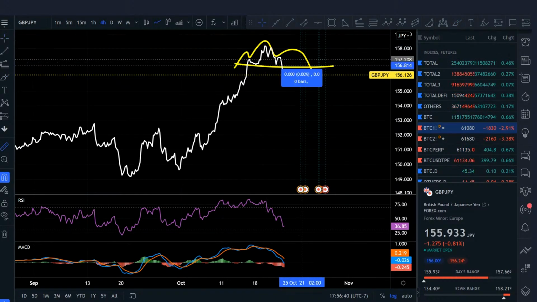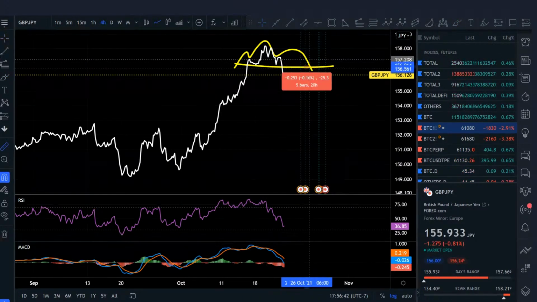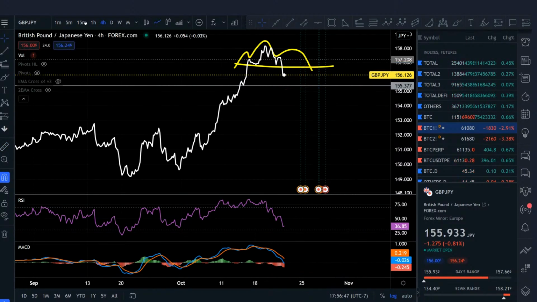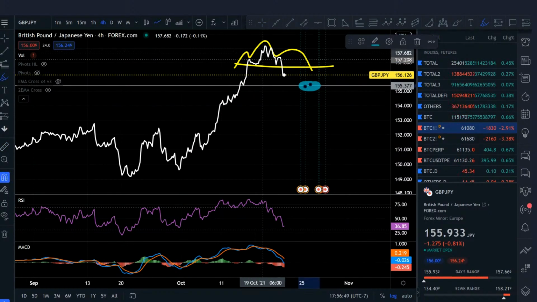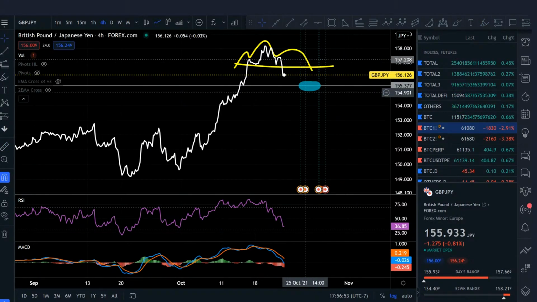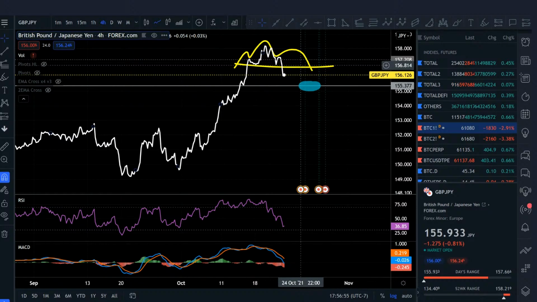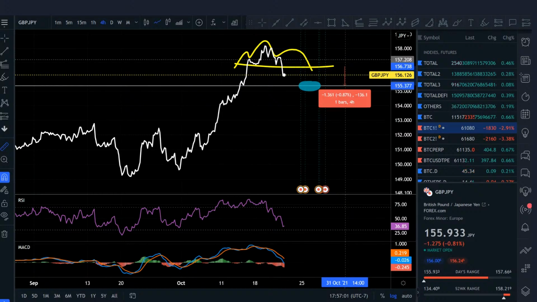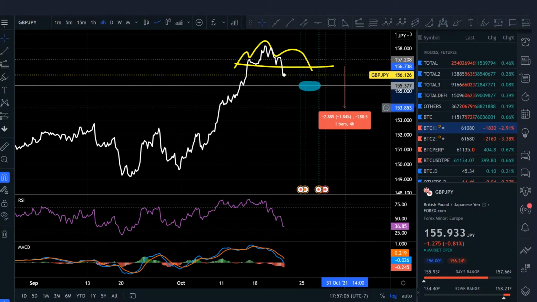Left shoulder, head, right shoulder, neckline, 0.9% to downside, which is about 155.37. That's a downside target if we ever make it there. We don't always have to. But if that happens, we could do another 1% down for the second target if we go real bear from the neckline breakout. So we had this first target, and the second target down would be 153.85.